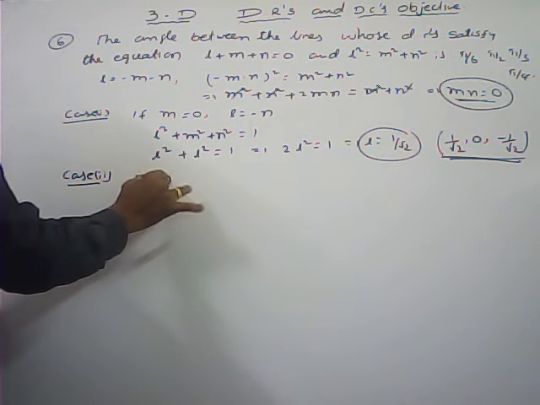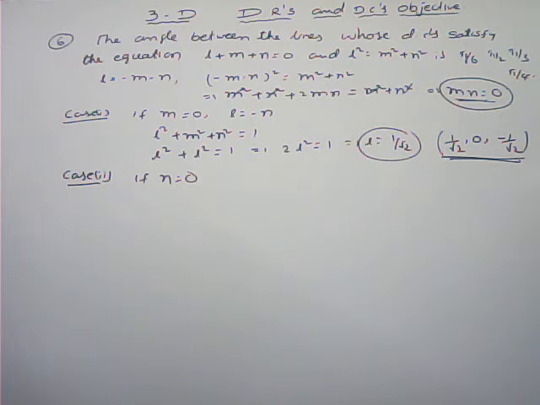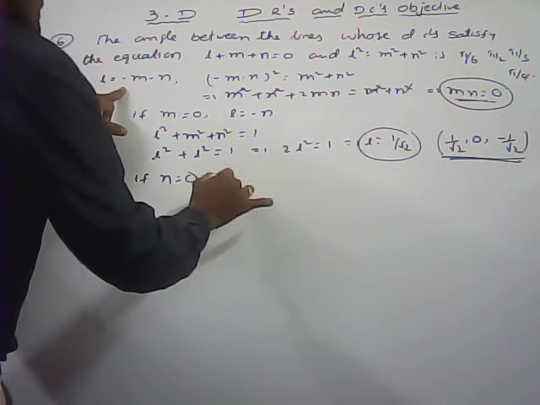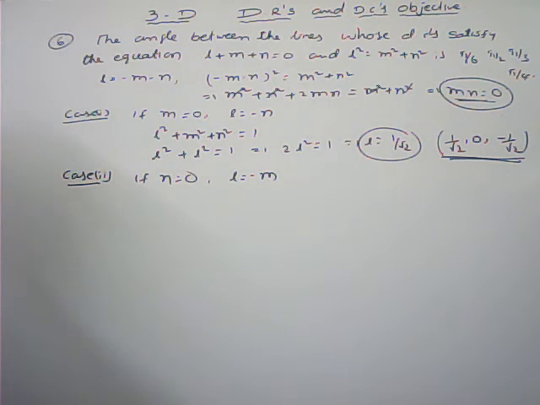If N is equal to 0, here I have taken the first case, M is equal to 0. Here two possibilities are there. M into N equals 0 means either M equals 0 or N equals 0. Both the possibilities we have to consider. If N is equal to 0, L is equal to minus M.